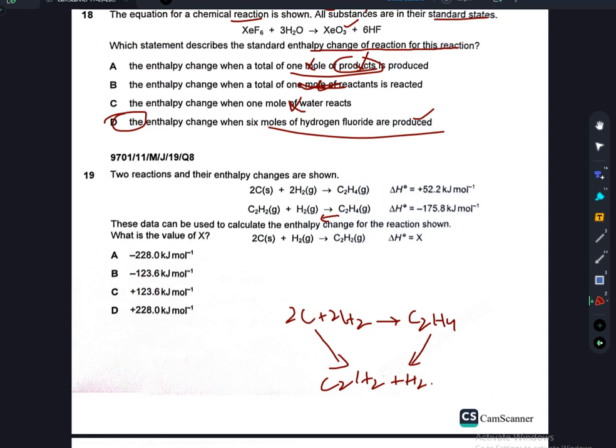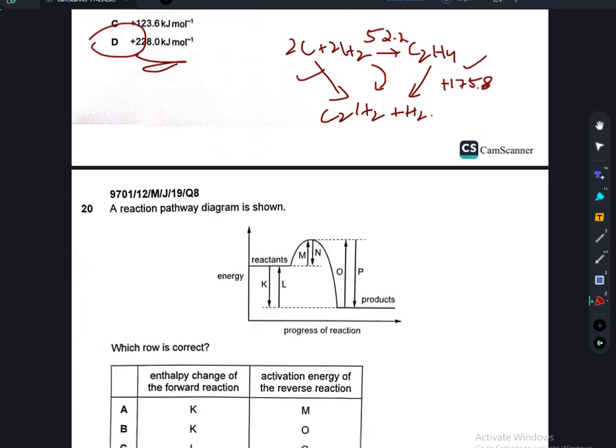So delta H here is minus 175, no, this would be plus 175, because now we are going for decomposition, in the reverse. So the energy released must be given now, plus 175.8, and this is 52.2. If you do the calculation after vector addition, this is your resultant. So 52.2 plus 175.8, D is your right answer, 228. Done. So we move on to question number 20.